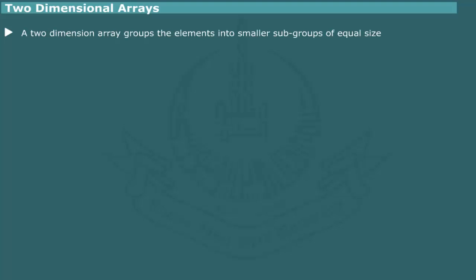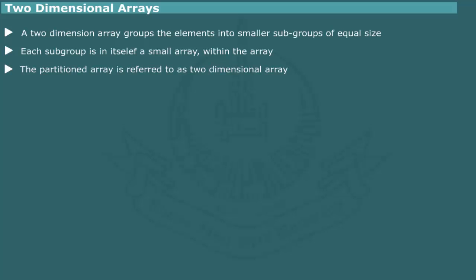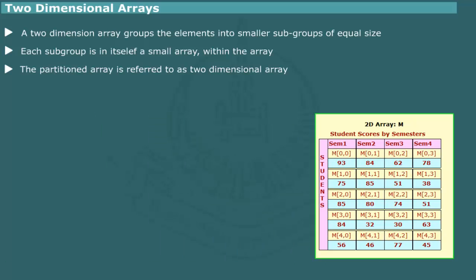Two-dimensional array. Sometimes it is useful to group the elements of an array into smaller groups of equal size. Thus, each subgroup can be viewed as a smaller array within an array. This arrangement is referred to as two-dimensional array. For example, test scores of a group of students may be organized by student number and for each student by semester number. A two-dimensional array can be pictured as consisting of rows and columns. Figure shows such a representation for student scores by semesters.